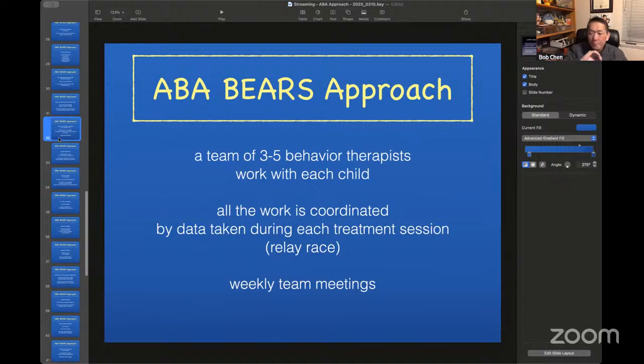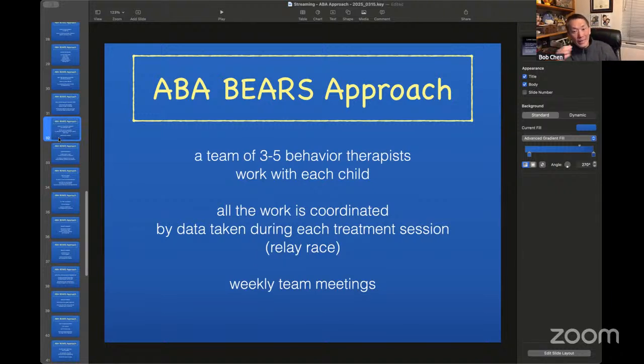Okay. Now, the thing is, when you have 3 to 5 therapists working per case, they have to be really well coordinated. Why? Because we operate like a relay race, right? One therapist takes this child as far as they can go. And the idea is like, I'm handing off the baton to the next therapist so they continue on and advance the child. Okay. So all the work that we do is coordinated by the data that we take. The data helps every therapist know where the child was last and how they can help the child best going forward.